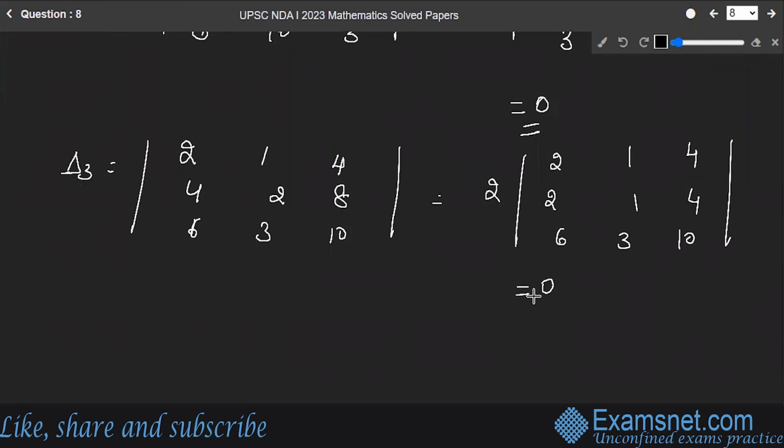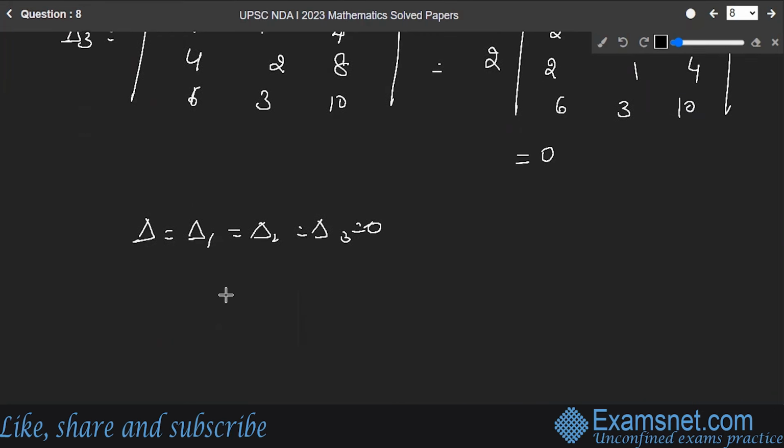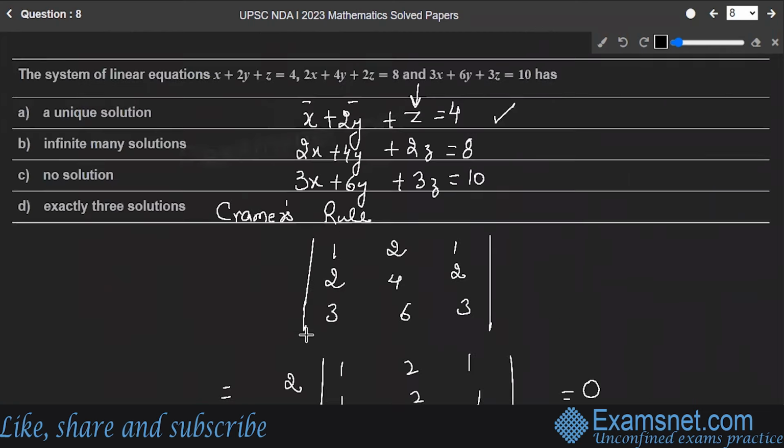So simply you got this thing. Delta, delta 1, delta 2, delta 3, everything is equal to 0. Therefore, the system of linear equations will have infinite solutions. So that means we have option B as the correct answer. Hope you got that. Let's move to the next question then.